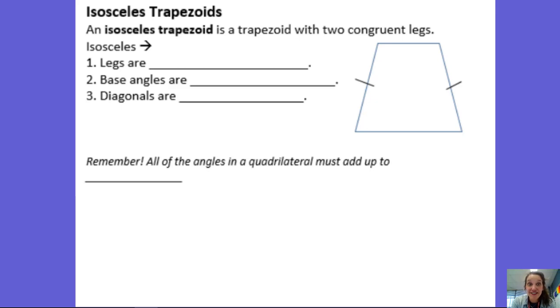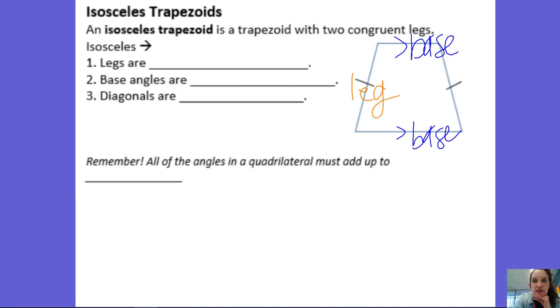So an isosceles trapezoid is similar to an isosceles triangle. Two sides are congruent. So an isosceles trapezoid is a trapezoid with two congruent legs. So remember, the two sides that are parallel, those are our bases. And then the two sides that are not parallel, we're going to call legs. So if it's an isosceles trapezoid, those two legs are congruent to each other. So legs are congruent.